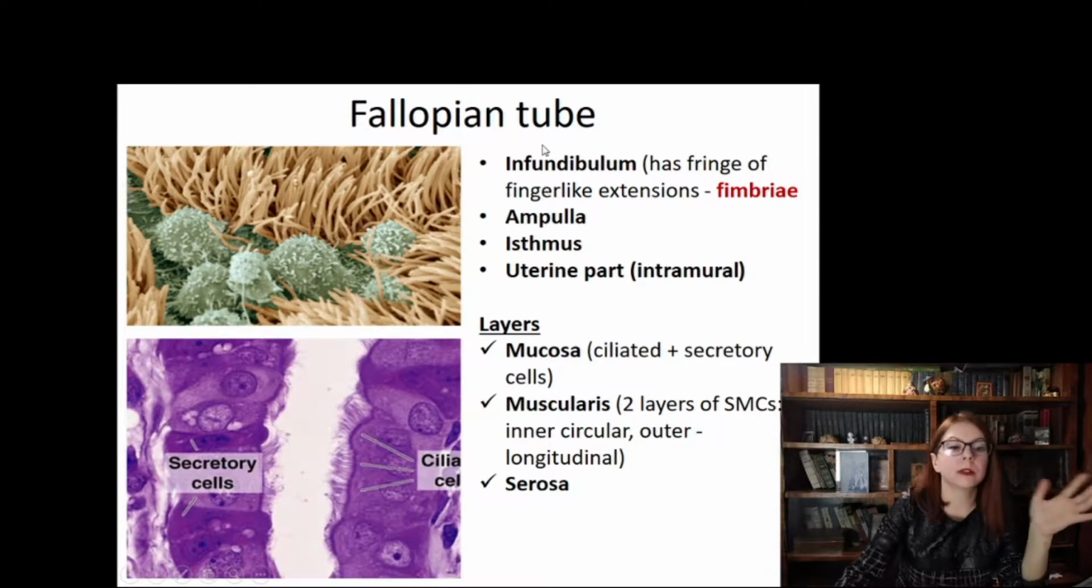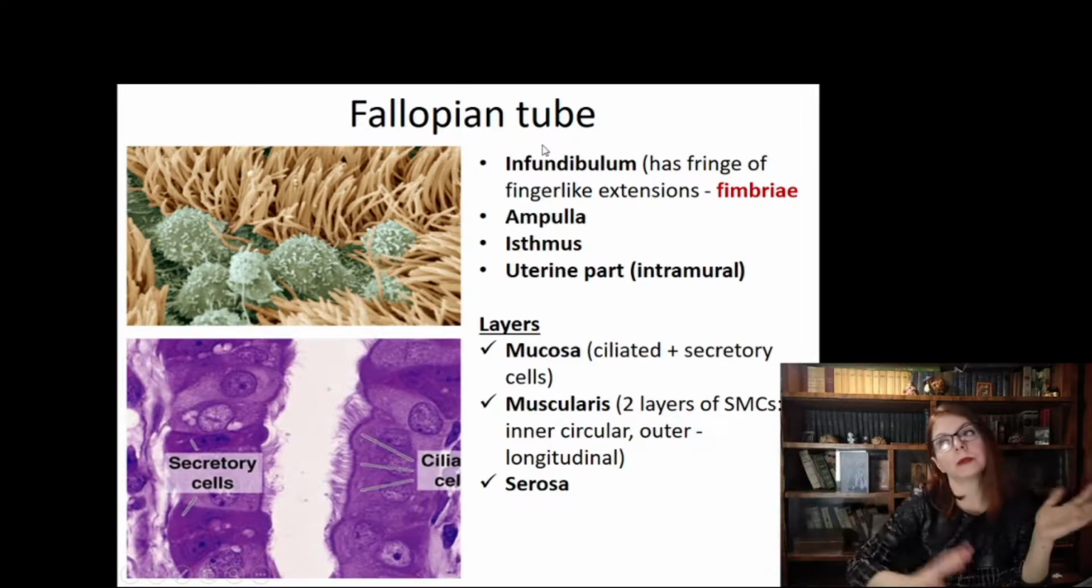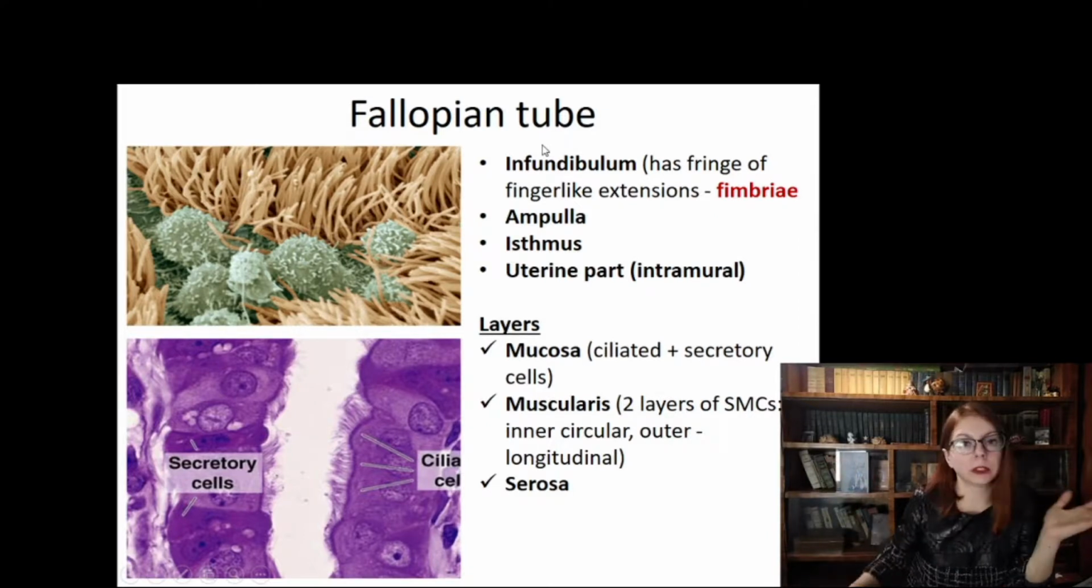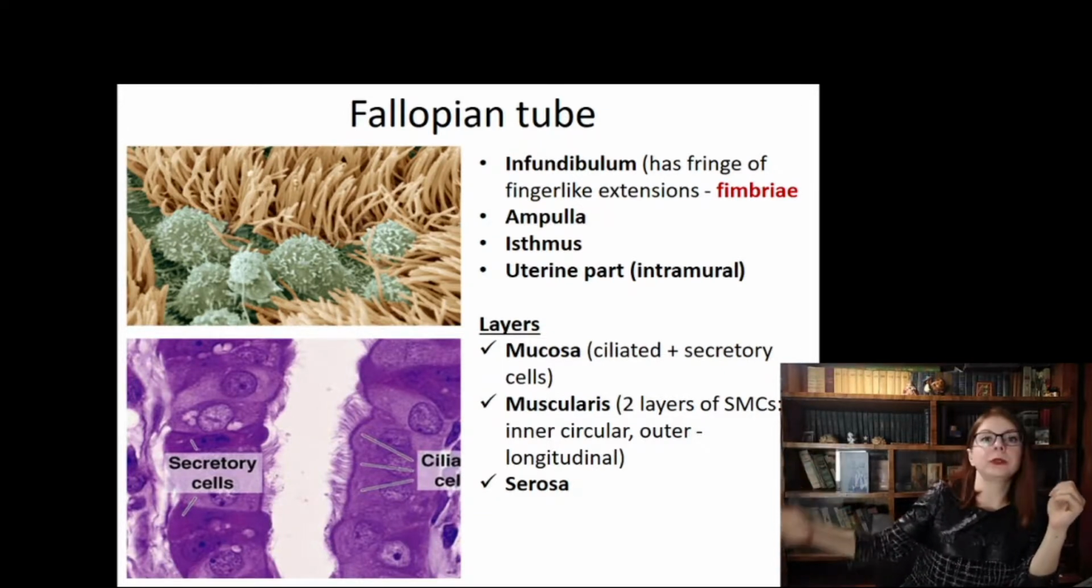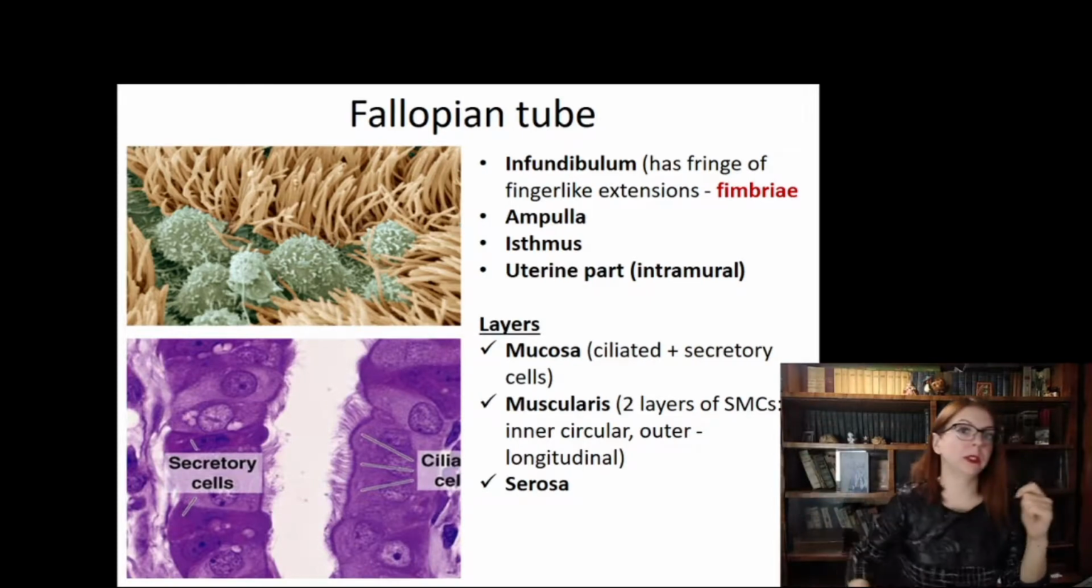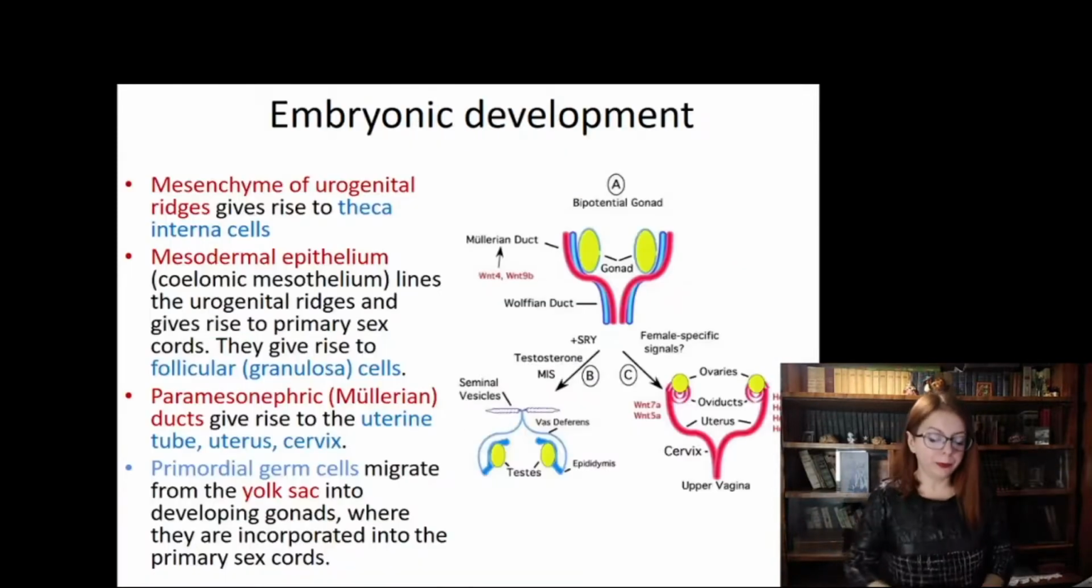And if fallopian tubes are absent or blocked, then fertilization in the uterus is impossible. That's why assisted reproductive technologies should be used to fertilize the oocyte in vitro, and then this fertilized egg could be implanted in the uterus. Okay, and at the end we should discuss the embryonic development of the uterus and fallopian tubes.